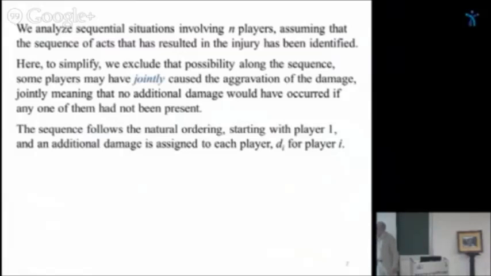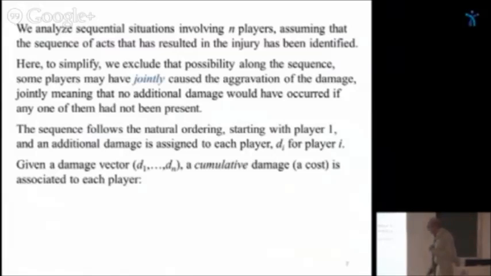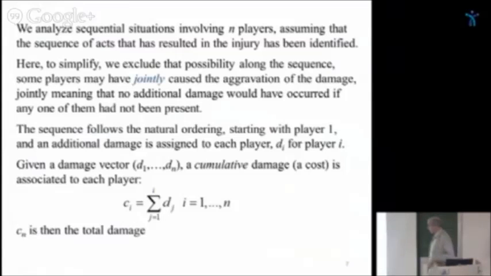This is assumed to be known beyond the sequence. We know what is the additional damage that each player is causing in the sequence. Okay, this is assumed to be known. It's not necessarily an easy data to agree upon, but we assume it is given. So we have a damage vector from which we can compute cumulative damage, which is the cost for each player. You are at a certain point in the sequence, so you add your damage to the preceding damage. So Cn is the total damage that has to be divided.